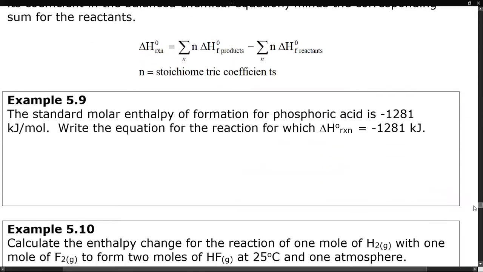So the standard mole enthalpy of formation of phosphoric acid is negative 281 kilojoules per mole. So we want to write that reaction for which I produce 1 and only 1 mole of phosphoric acid in its standard state. So we'll have to consider what the standard state of each element is.